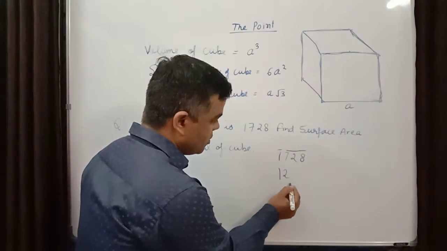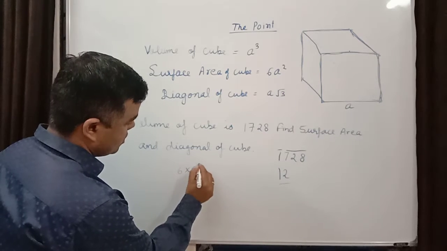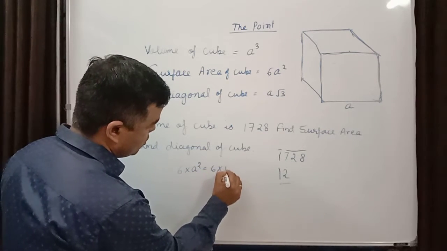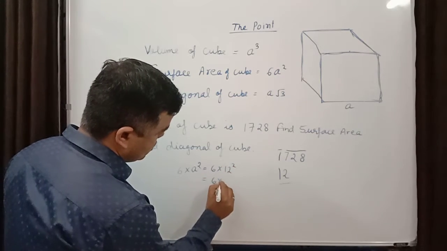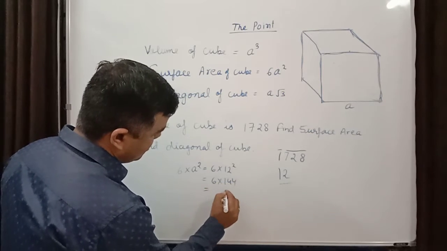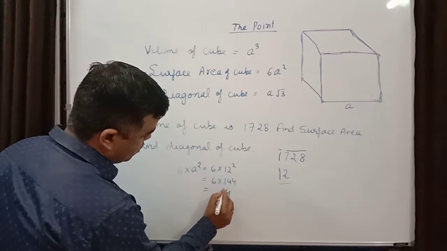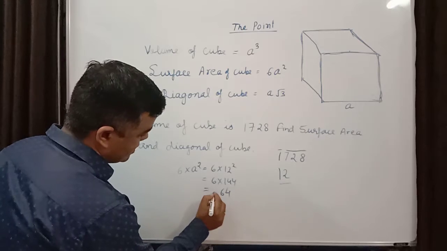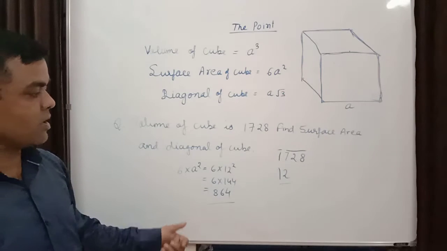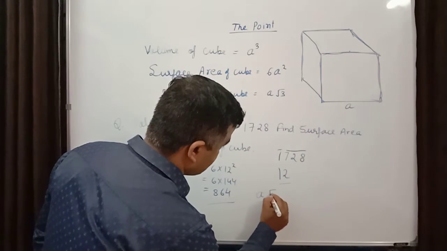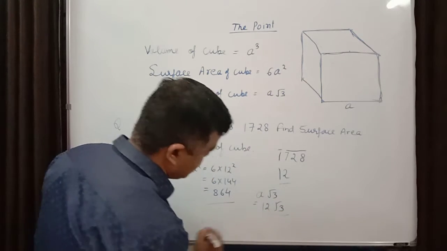Now you can easily find 6a square. 6 into a square is equal to 6 into 12 square, and 12 square is 144. Then 6 into 144: 6 4s are 24, carry 2; 6 4s are 24 and 2 is 26, carry 2; 6 1s are 6 and 2 is 8. So this will be the surface area of the cube. In the same way you can find the diagonal. Diagonal is a root 3, meaning side root 3. This will be the diagonal.